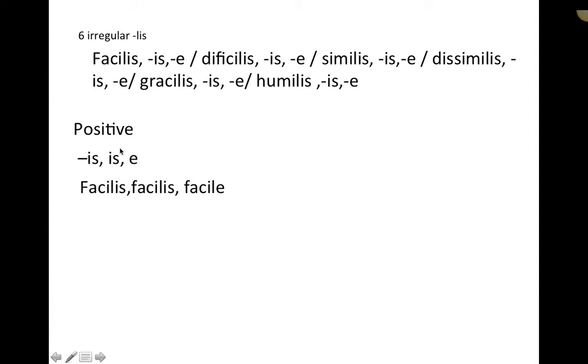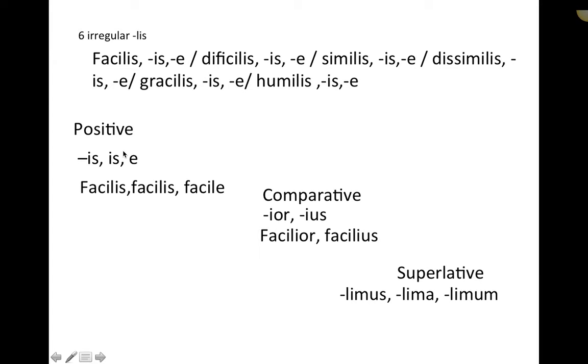Positive, it's still the same. It's just a third declension adjective. You're not treating it any differently. Comparative, just adding the -ior, -ius, nothing different. But the superlative, this is where you get the -limus, -lima, -limum. So facillimus, facillima, facillimum. So just these six do the double L. If it's not one of these six, don't do a double L. All right, if you have any questions about that portion, please come and talk to me.